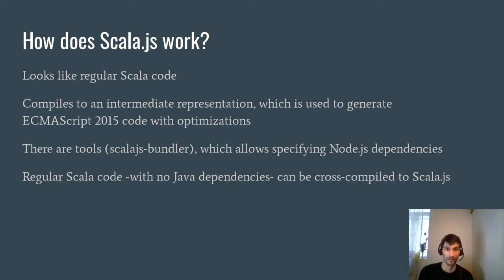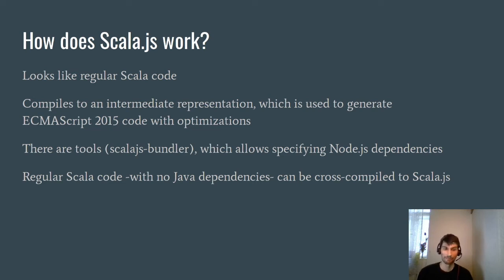Okay, how does this Scala.js thing work? It absolutely looks like Scala. I will show you some code examples. And it also compiles as Scala code. It generates class files, but also an intermediate representation, which is later used to generate ECMAScript 2015 code, and you can specify different optimizations. One for development, that's called fastOpt, and the other one is for production, that's called fullOpt.